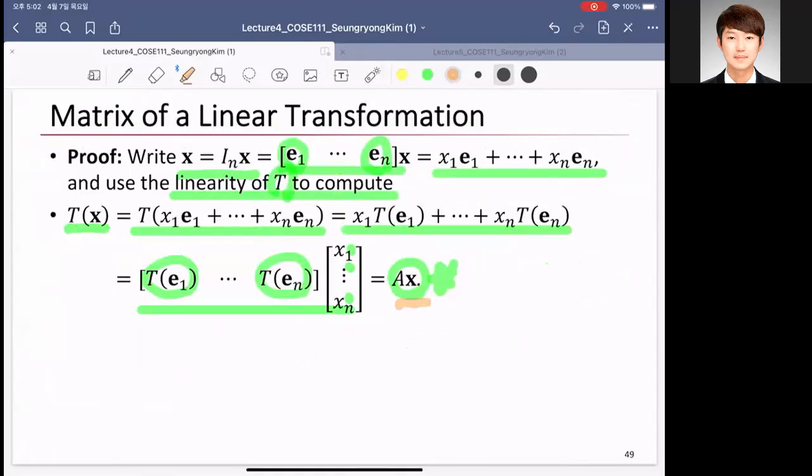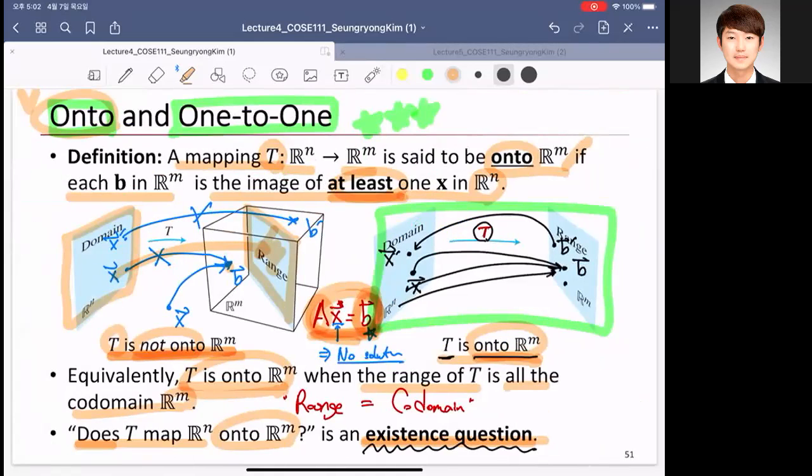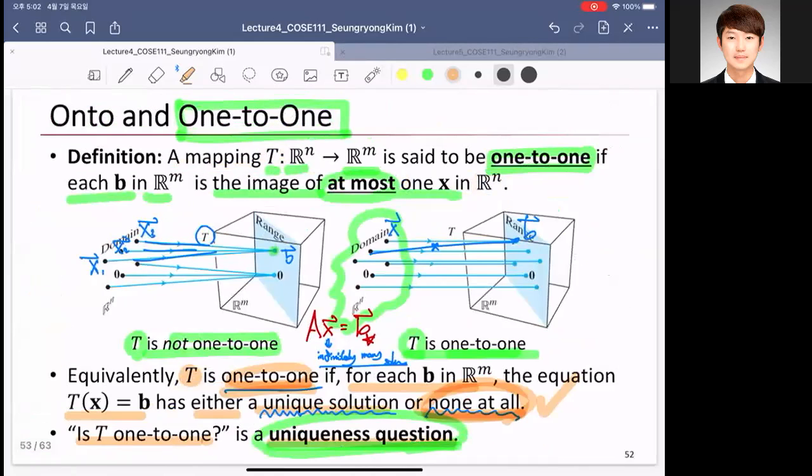Why do you have to know that? As I told you several times, we are interested in the equation Ax = b. We want to interpret Ax = b. The left-hand side, Ax, is a kind of linear transformation. That's why we have to study this. We also discussed the onto and one-to-one concepts. Onto is related to the existence of your solution, and one-to-one is related to the uniqueness of your solution.